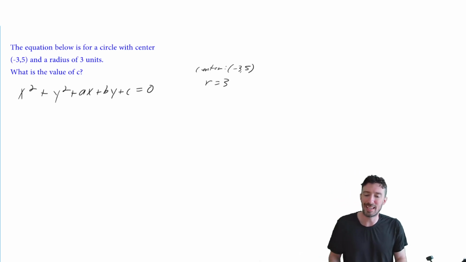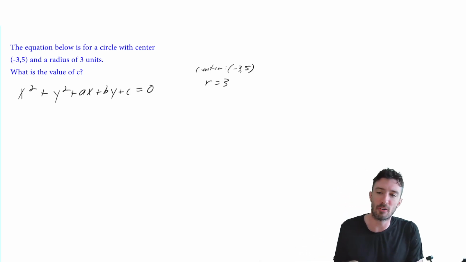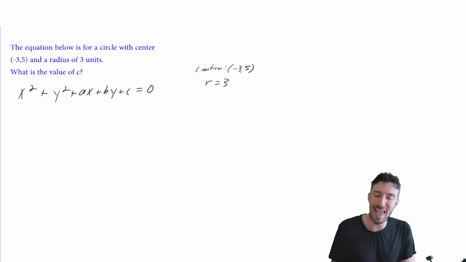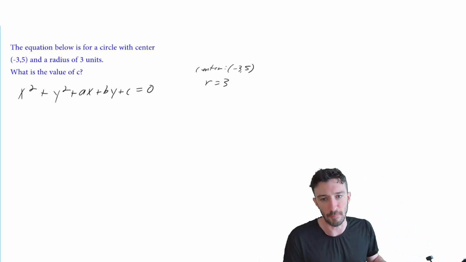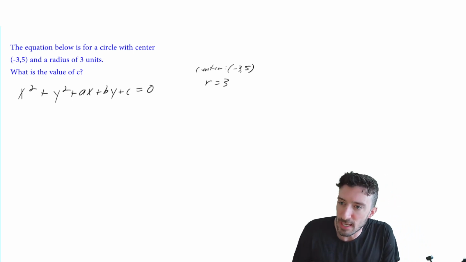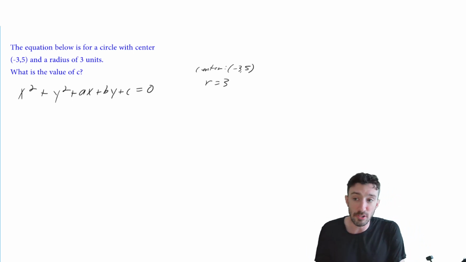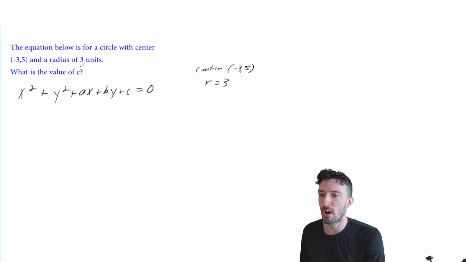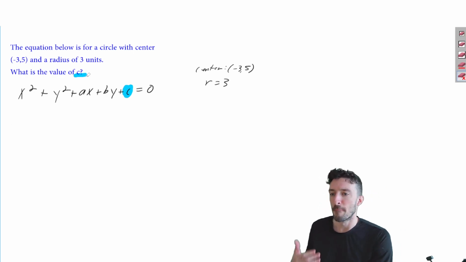We got ourselves an SAT problem that involves the equation of a circle and also completing the square. We got an equation that they say is for a circle with a certain center and a radius, and they want us to solve for C.